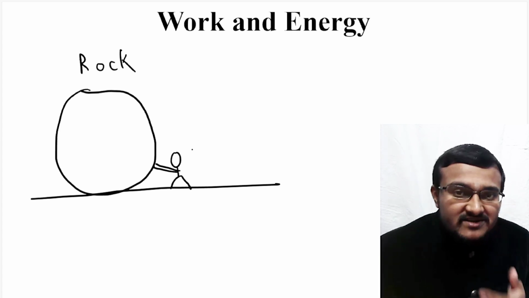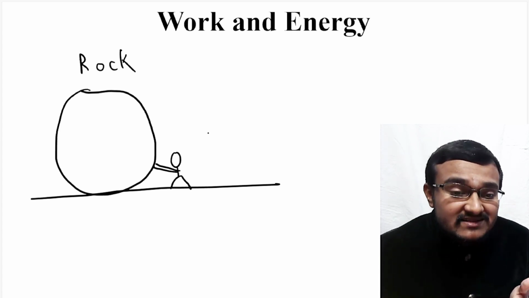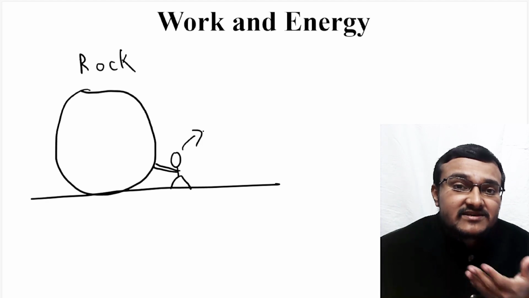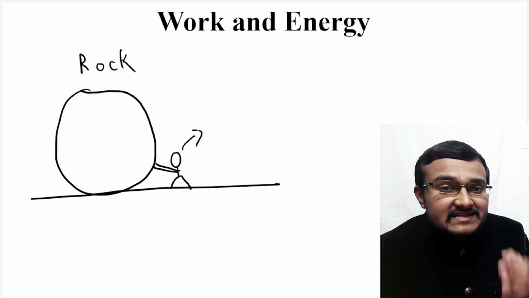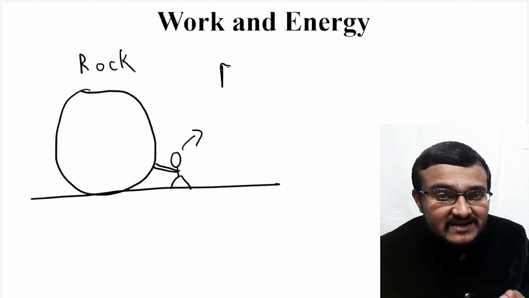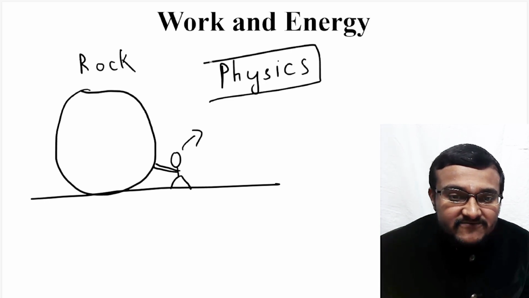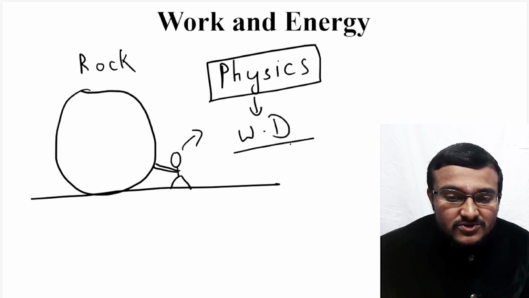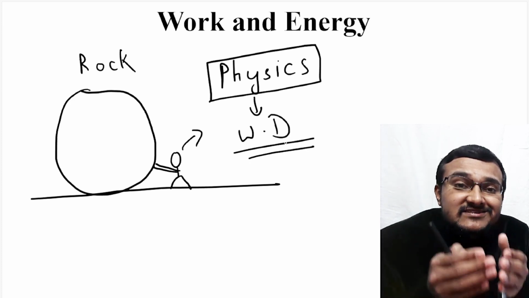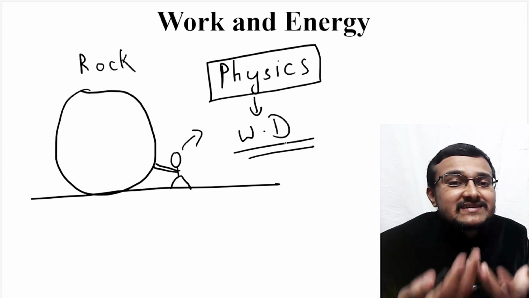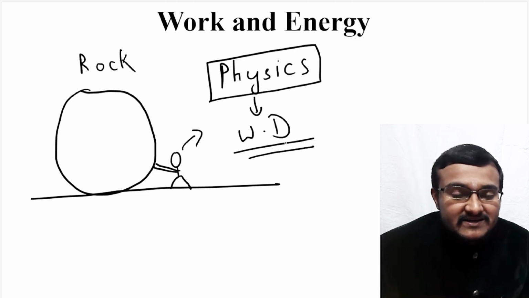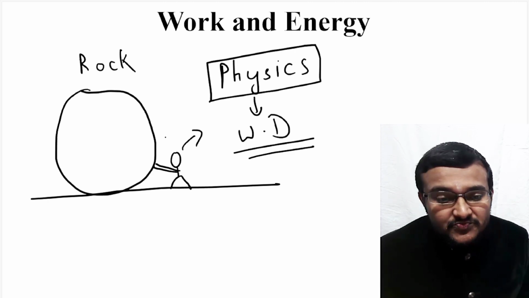So in general, we claim that this person has done work. But actually in science, especially in physics, he has not done any work. In physics, work done is different. So here, he has not done any work. Why has he not done any work? We will be learning that in this video.